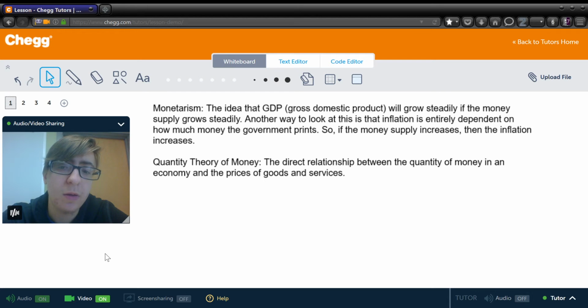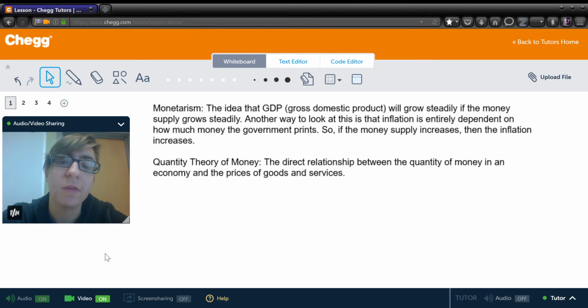So the quantity theory of money comes from the idea of monetarism, so it's pretty important you understand what that is. Monetarism is the idea that GDP, which is the gross domestic product, will grow steadily as the money supply grows steadily. In other words, it's the idea that inflation depends on how much money the government prints. So if the money supply increases, so the government prints more money, then inflation increases. The less money the government prints, the lower the inflation. The more money the government prints, the higher the inflation.